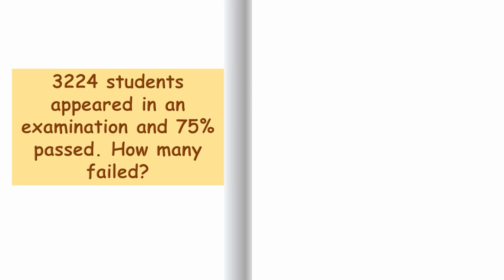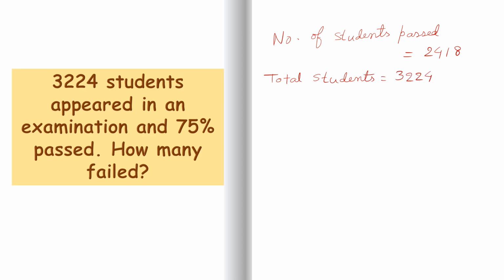So what was your number of students passed? Number of students passed, we got, please pardon my handwriting, 2418. You remember what is the total number of students that appeared in the examination? I'm just writing total students. Total student is 3,224. So this is your total student. This is the number of students that passed. So can we easily find out number of students that failed?